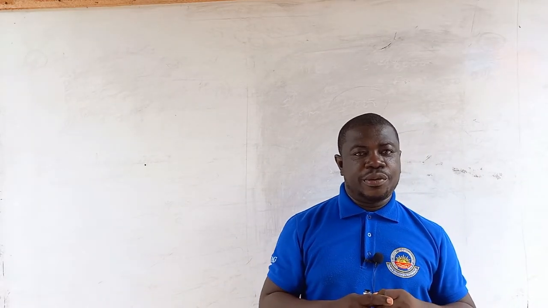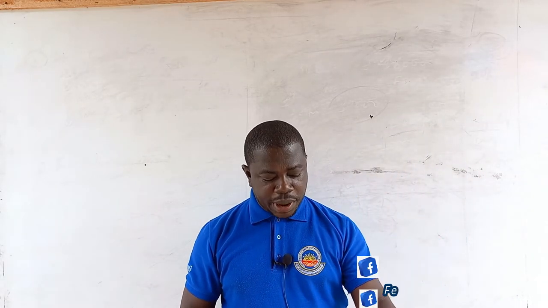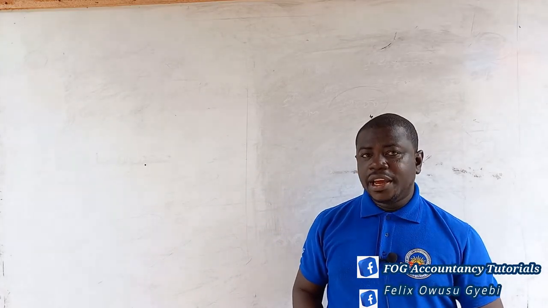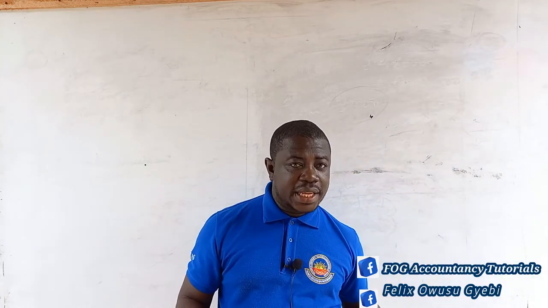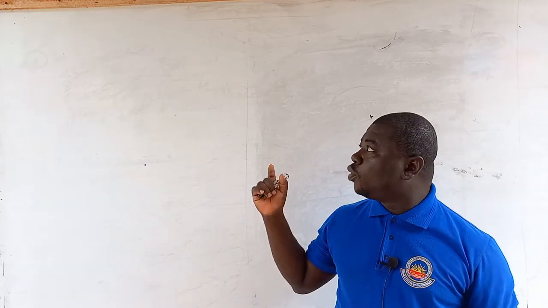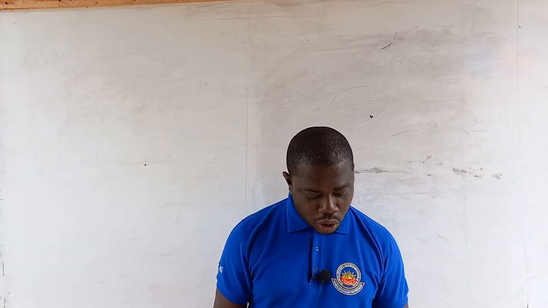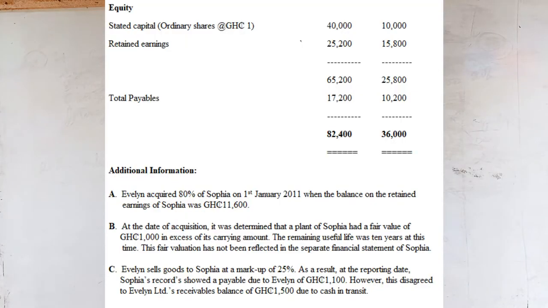As for the statement of financial position, we are very familiar with whatever is in there. Let us go back and do some analysis again from the additional information to enhance our understanding of the question before we start solving them or calculating the things that are important to calculate before preparing the consolidated statement of financial position. So going back to the additional information, we are told that Evelyn acquired 80% of Sophia.